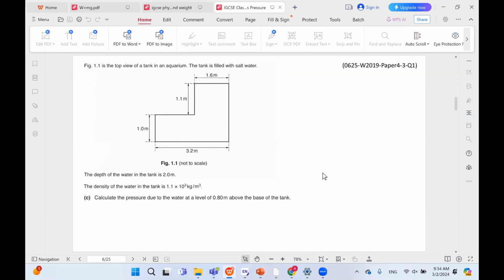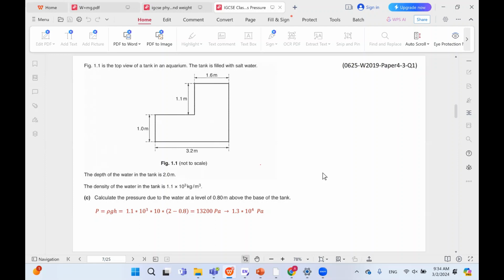Figure 1.1 is the top view of a tank in an aquarium. The tank is filled with salt water. The depth of the water is 2. The density is 1.1 times 10 to the power of 3. Calculate the pressure due to the water at a level of 0.8 meters above the base of the tank. So again, here we are given density and depth. So we're going to use P equals rho GH.